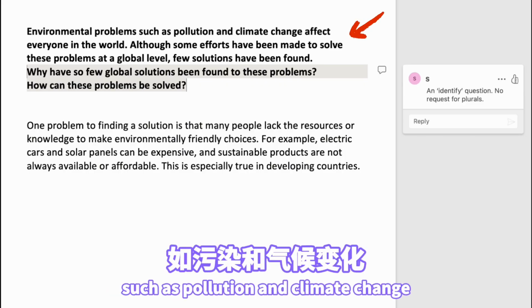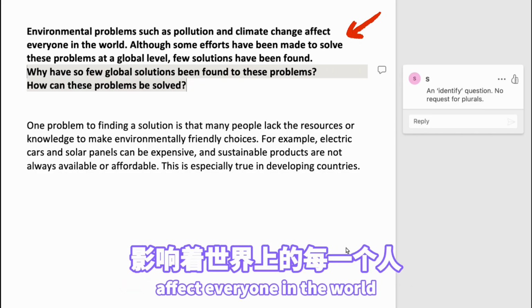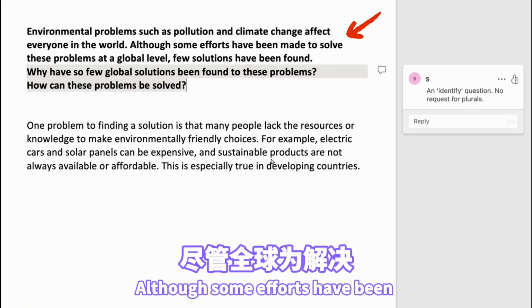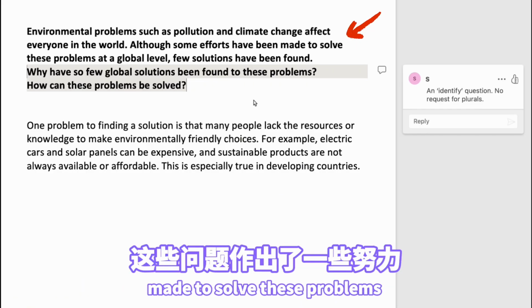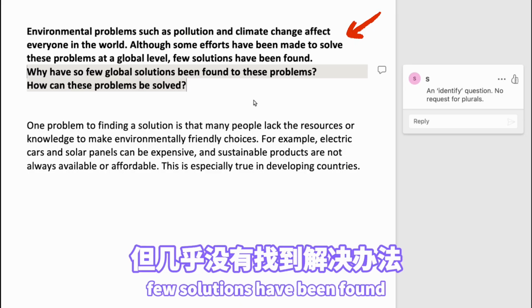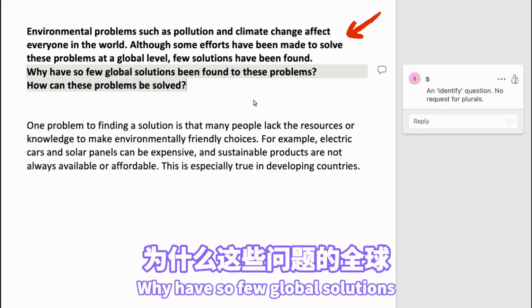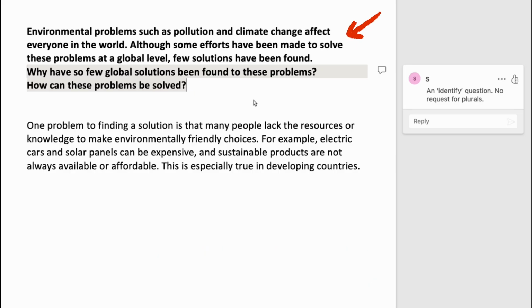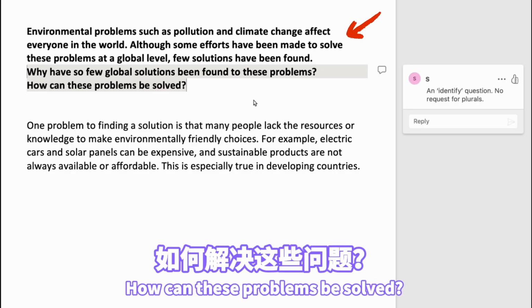Environmental problems such as pollution and climate change affect everyone in the world. Although some efforts have been made to solve these problems at a global level, few solutions have been found. Why have so few global solutions been found to these problems? How can these problems be solved?